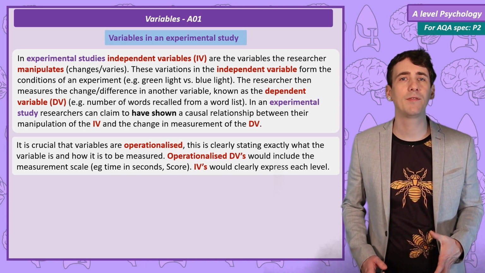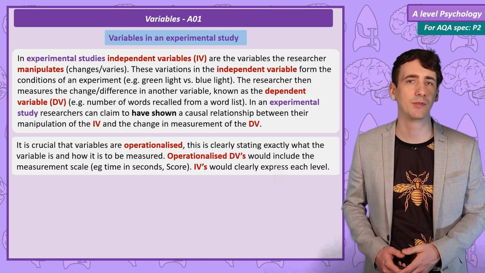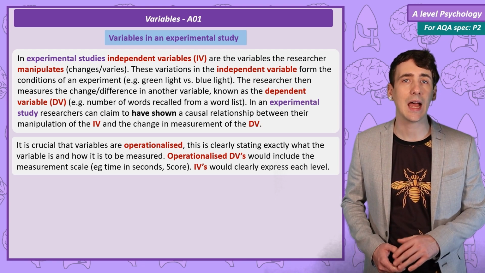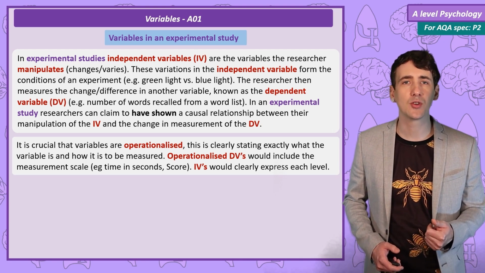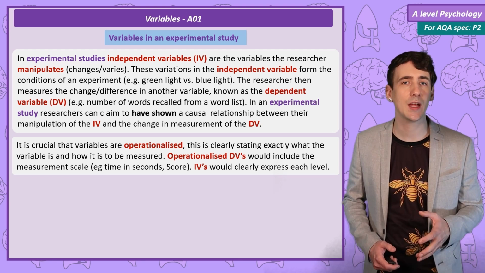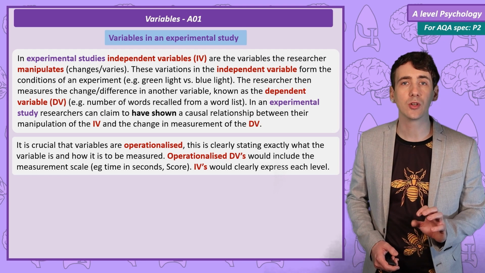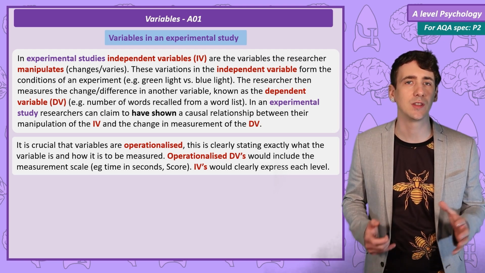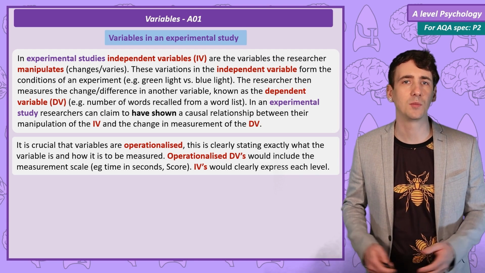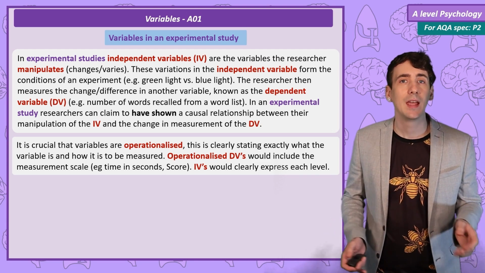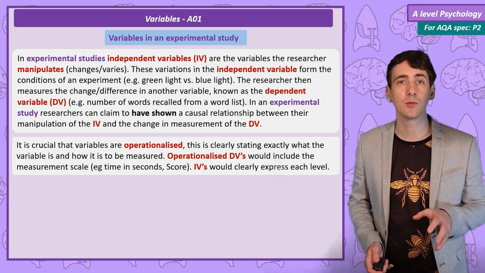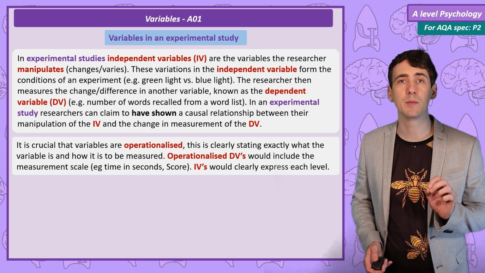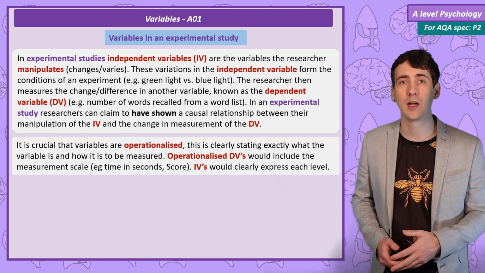So if I wanted to know how effective a course of, say, anger management therapy was, instead of saying reduction in anger, I might measure it by a reduction in the score on a questionnaire that measures hostility, or a reduction in the number of times a student has had a verbally aggressive outburst to teaching staff over, say, the next month. So that's the ideal. In an experiment, researchers can claim to have shown a causal relationship between the independent variable and the dependent variable.